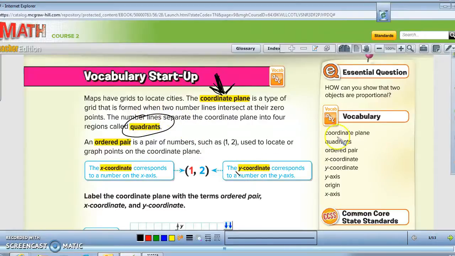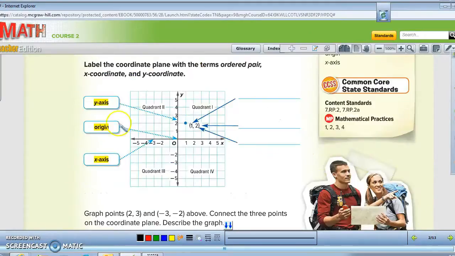So I just covered quadrants. Again, quadrants, quad, Q-U-A-D, means 4. If you think of quadruplets, that's 4 kids at a time. So quadrants are just 1, 2, 3, 4.